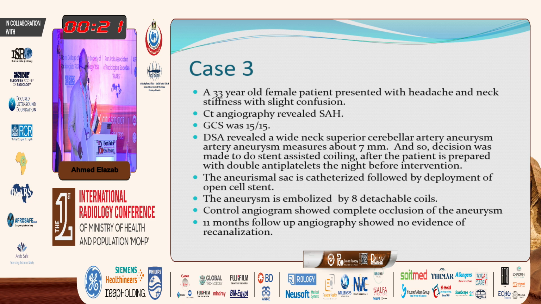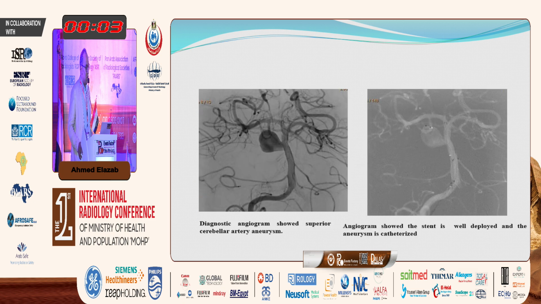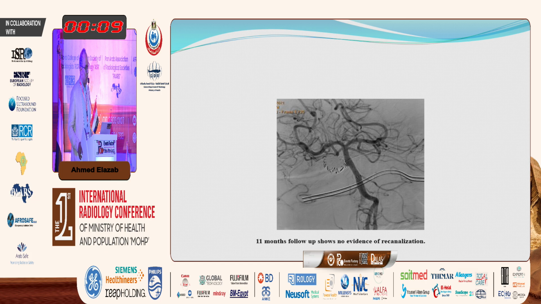Digital subtraction angiography revealed a wide neck superior cerebellar artery aneurysm 7 millimeter in diameter. So the decision was to perform stent-assisted coiling after the patient was prepared the night before the procedure by double antiplatelet. The aneurysmal sac was successfully catheterized, and the open cell stent was successfully deployed across the aneurysmal neck. Control angiogram shows total occlusion of the aneurysm, and 12 months follow-up shows no evidence of recanalization.